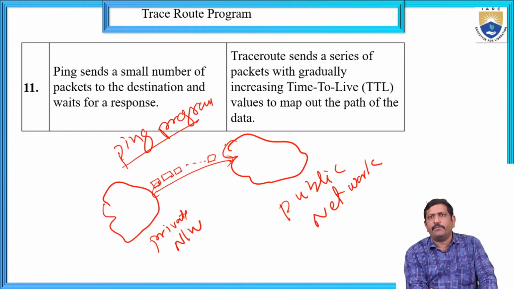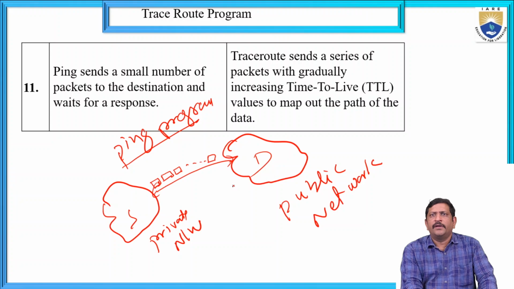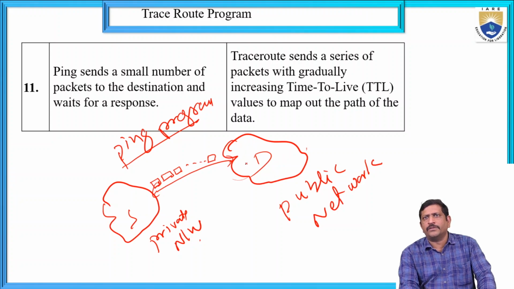The packets are sent from the source device to the destination device. After sending the packets, the private network device waits for the response. The public network processes depending upon its other tasks. Once the process is completed, it sends back the response to the private network machine.